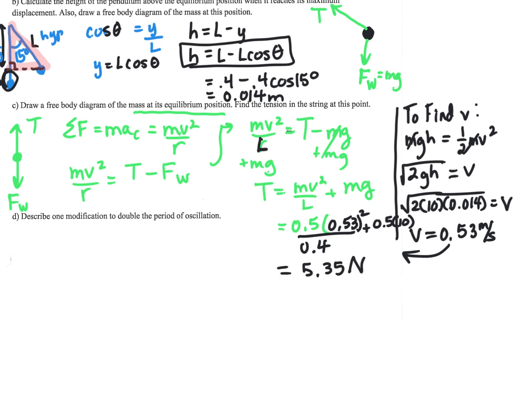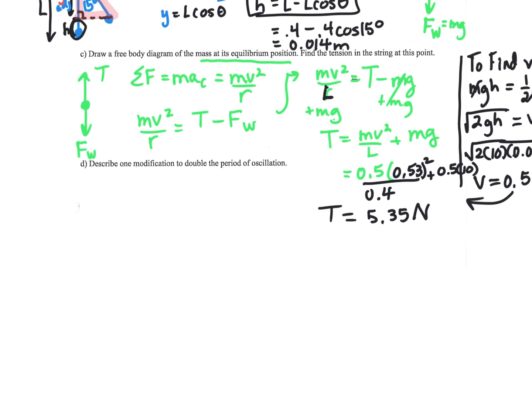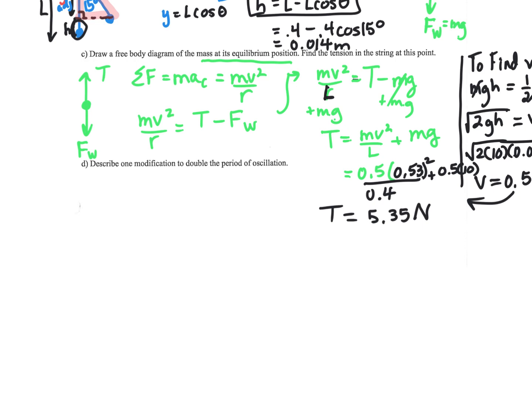Describe one modification to double the period of the oscillation. Okay, well, what is the period of the oscillation? 2 pi square root of L over g. Well, there aren't a lot of ways to do this, are there? So if I want the period to double, so effectively I want to double this. So I'm going to say I want this times 2, which means this thing needs to be times 2.